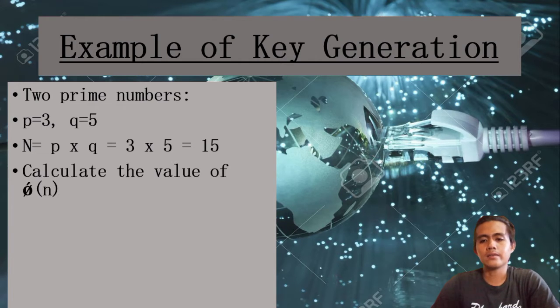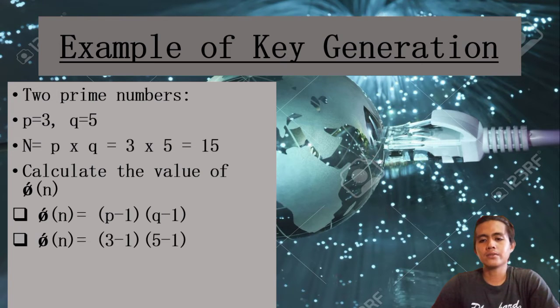And next is to calculate the value of phi of N. So phi of N is equal to P minus 1 times Q minus 1. Let's substitute the values, where P is 3 and Q is 5. So this will be the equation: phi of N is equal to 3 minus 1 times 5 minus 1. Phi of N is equal to 2 times 4 is equal to 8. The value of phi of N is 8.